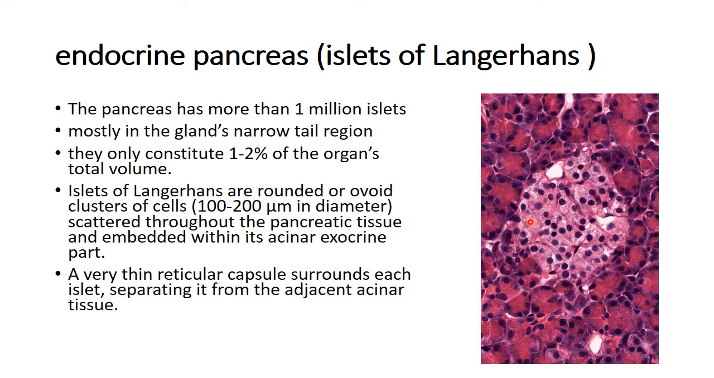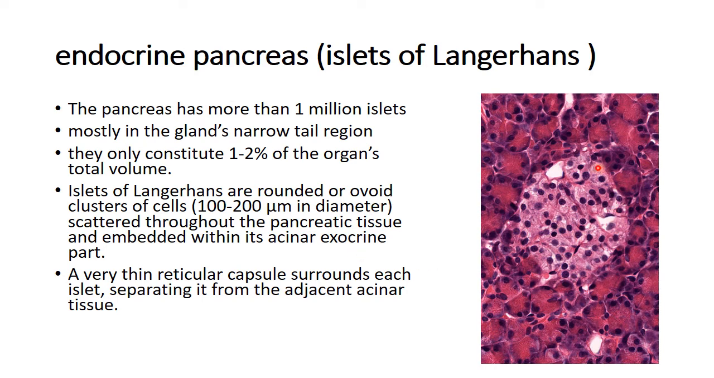They are concentrated mainly in the narrow tail region, and we can see them under the light microscope as a rounded or oval structure composed of cells. This islet is about 100 to 200 micrometers in diameter, and they are scattered throughout the pancreatic tissue and embedded within the exocrine acinar part of the pancreas. A very thin reticular capsule surrounds each islet, separating it from the adjacent acinar tissue.